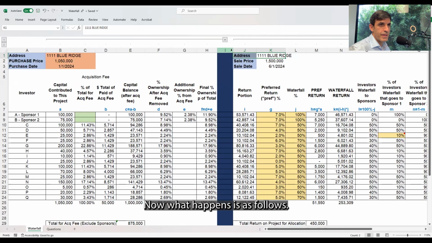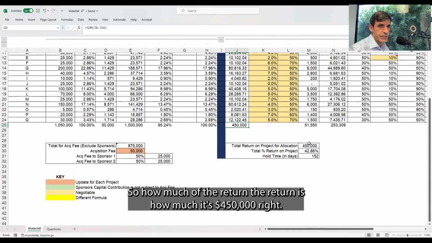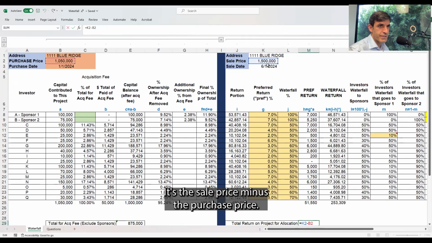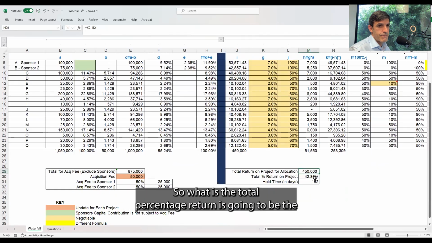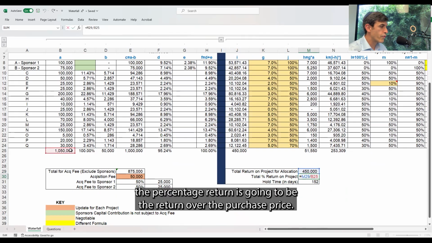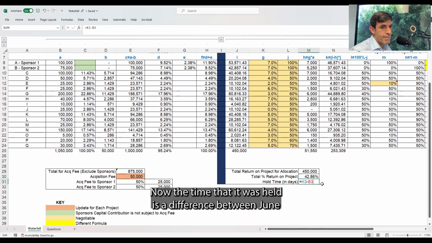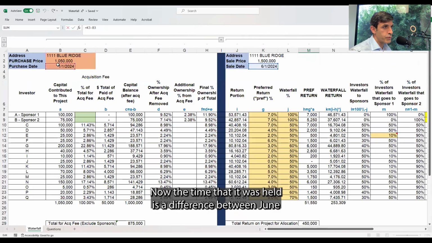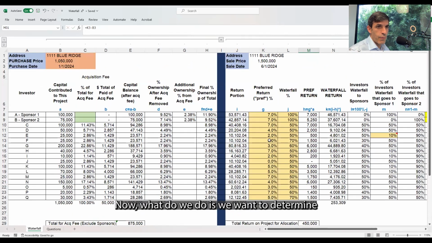Now, what happens is as follows. So how much is the return? It's $450,000, right? It's the sale price minus the purchase price. Let's assume that's what occurred and there are no other expenses over here. So the percentage return is going to be the return over the purchase price. That percentage is 42.86%. Now the time that it was held is the difference between June 1st and January 1st, which is 152 days.